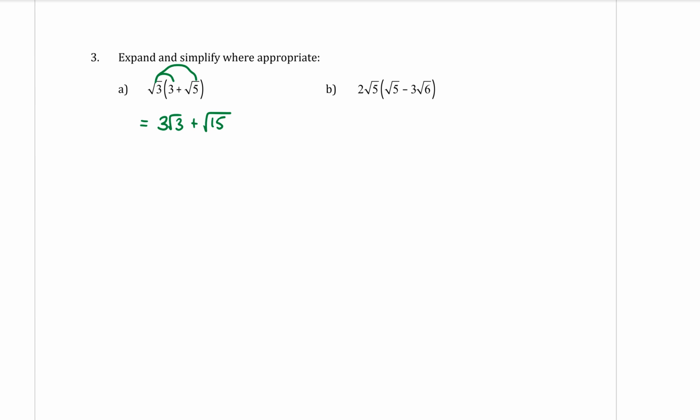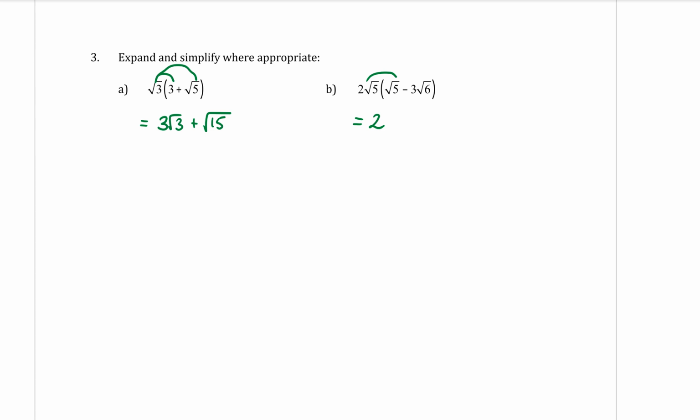Okay, so expanding this one out again. 2 root 5 times root 5. Now, 2 is the only whole number there. Root 5 times root 5. You have a choice. What's the shortest, easiest way to write that? You can write square root of 25, but that's why I said easiest. You can do that, but it does just go straight to 5.